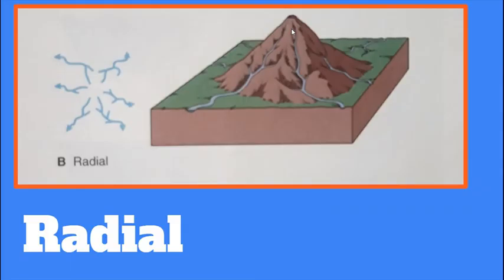This is a more realistic diagram of a radial drainage pattern where you can actually see the peak and you see the areas where the water is running off the land.